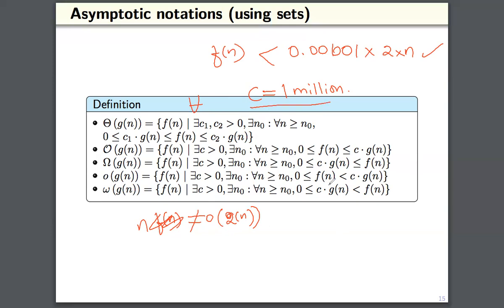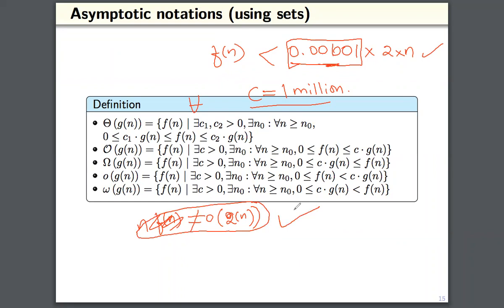wait a minute, if this is true, if C is small, it violates the condition, right? Yes, if the definition of C is for all C greater than 0. If it violates the condition, then n is not equal to small o of 2n, right? And that's exactly what we want.